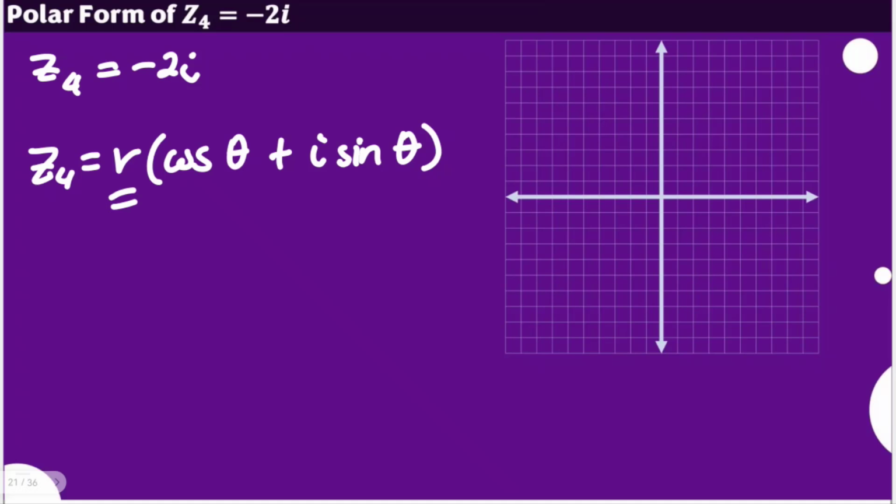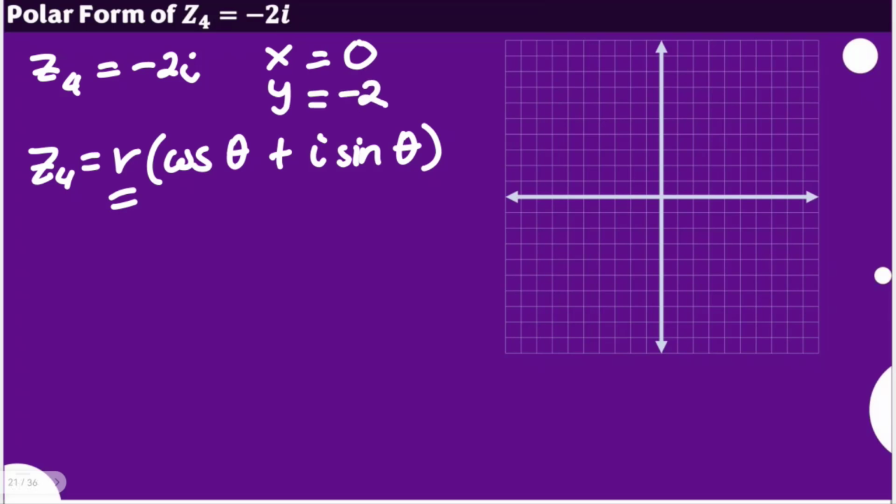Now, our theta will be dependent on the location of our complex number on this Cartesian plane, or rather this Argand diagram, which is the diagram for complex numbers. In order for us to locate our point on the Argand diagram, we need to identify the x and y components. Our x component is the coefficient of the real part of our complex number, and since there's no real part here, we will have 0. As for our y, it's the coefficient of our imaginary part, which is minus 2.